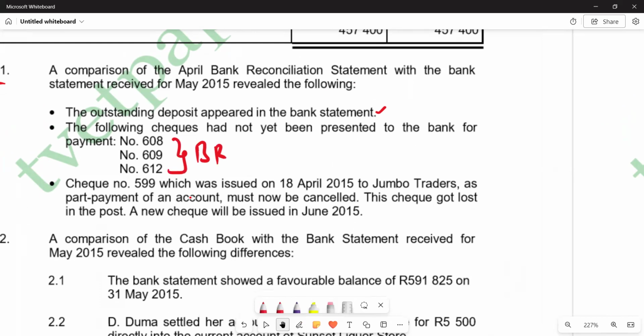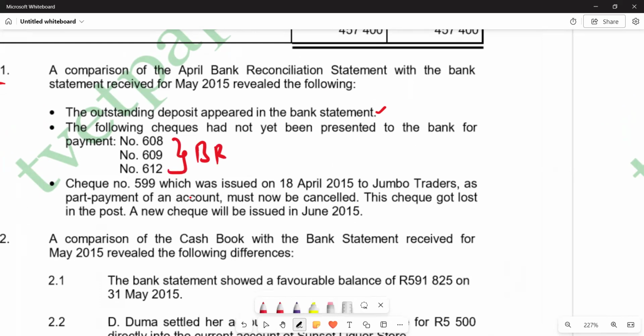So the next point is saying check number 599, which was issued in April 2015 to Jumbo traders as part payment of an account, must now be cancelled. This check got lost in the post. A new check will be issued in June 2015. So this check was lost. It means it didn't reach the bank.